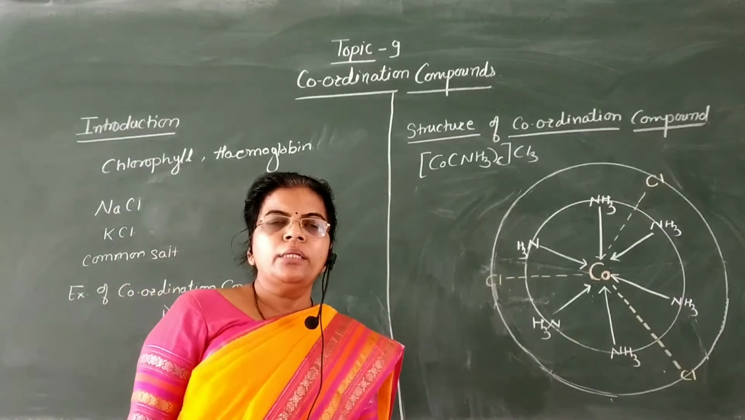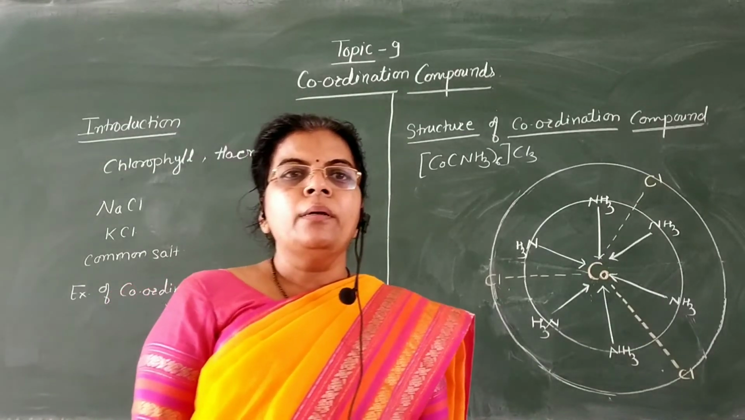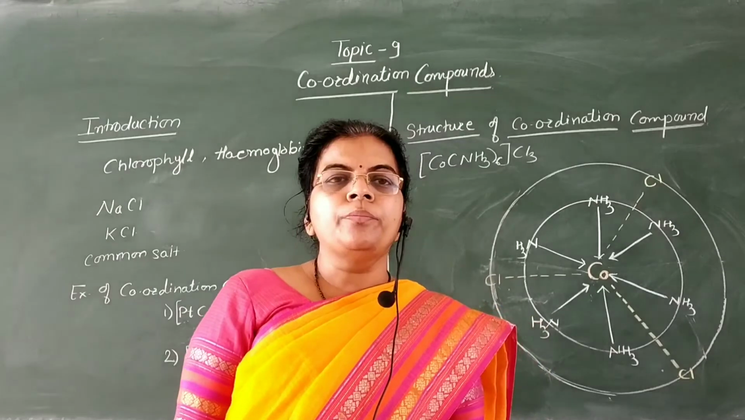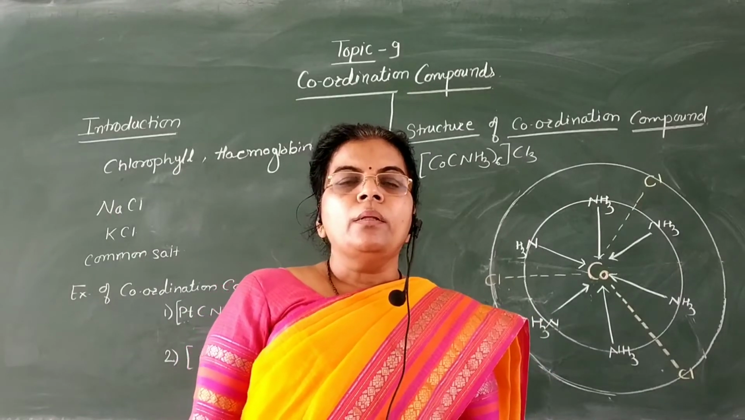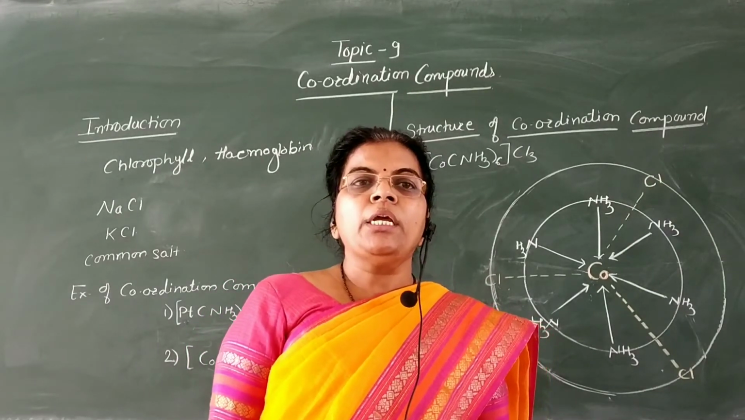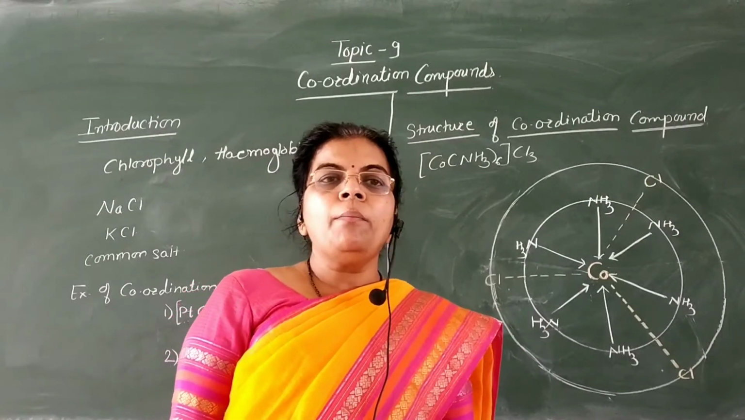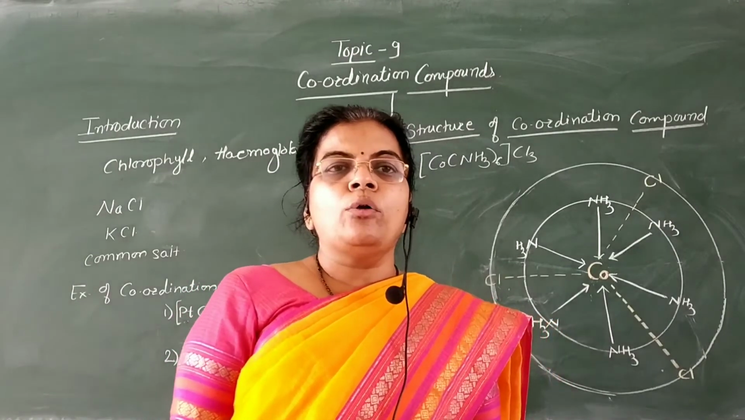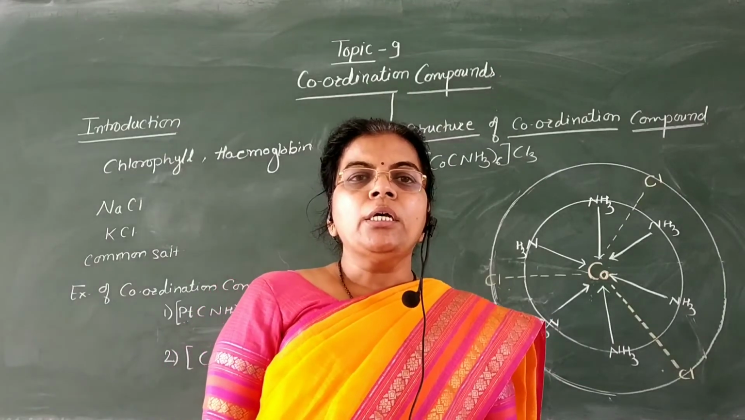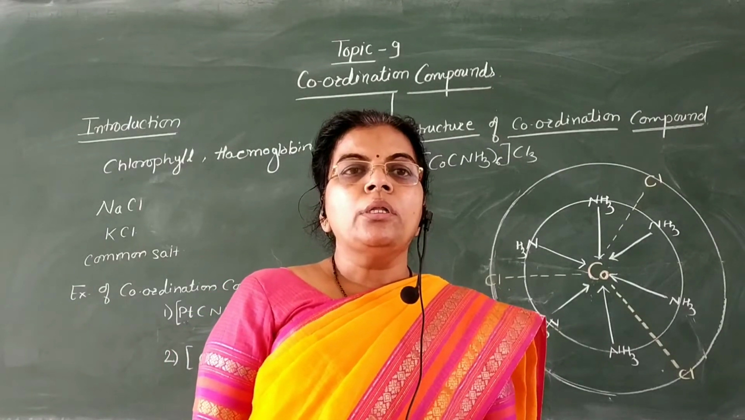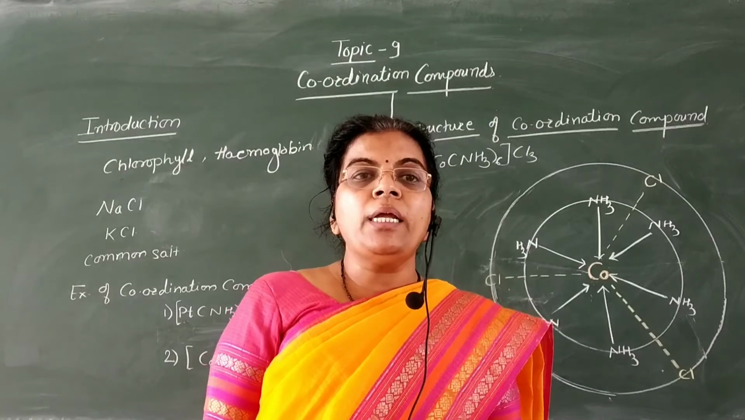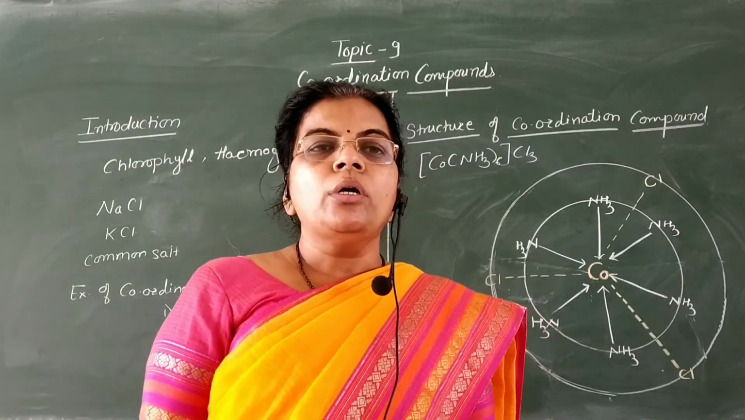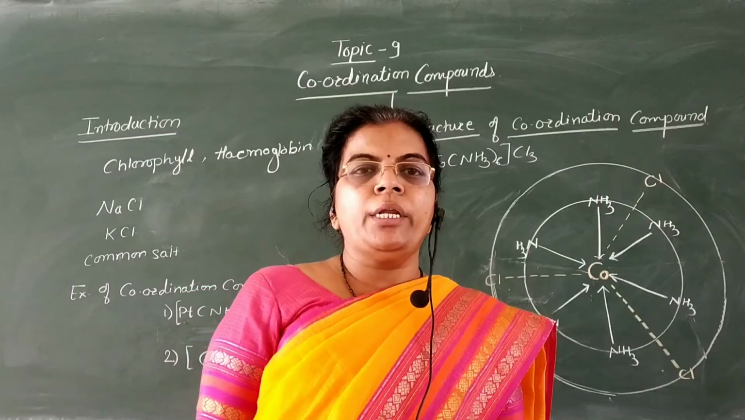Now here, this is a completely new concept. We have seen covalent compounds and ionic compounds, that is salts. Covalent compounds we have seen in organic chemistry, that is the compounds which are formed by the sharing of electrons. They are called covalent compounds. The compounds which are formed by the electrostatic force of attraction are called ionic compounds. Now we are going to see the coordination compound.